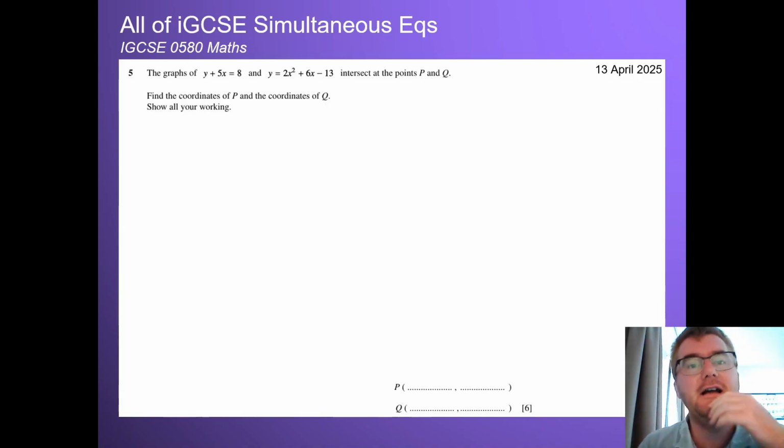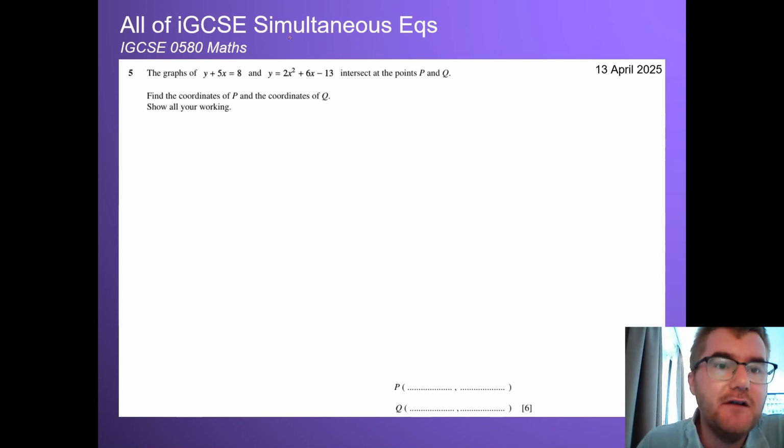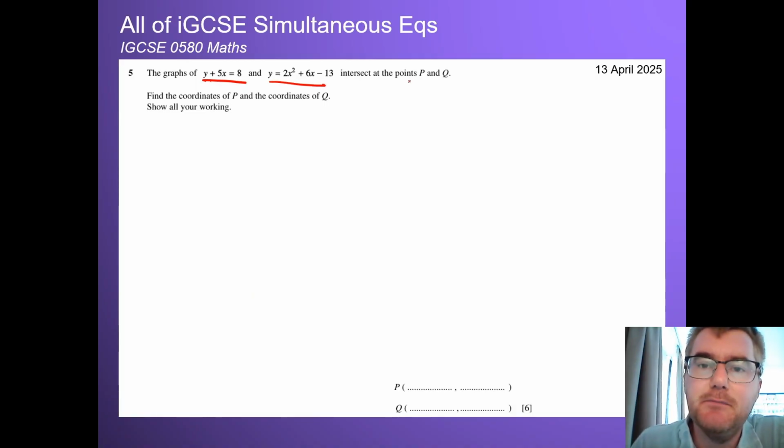So we have two graphs here, so y plus 5x is equal to 8, and y is equal to 2x squared plus 6x minus 13. They intersect at the points P and Q.